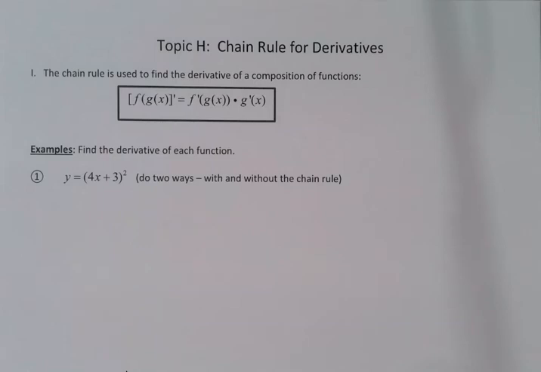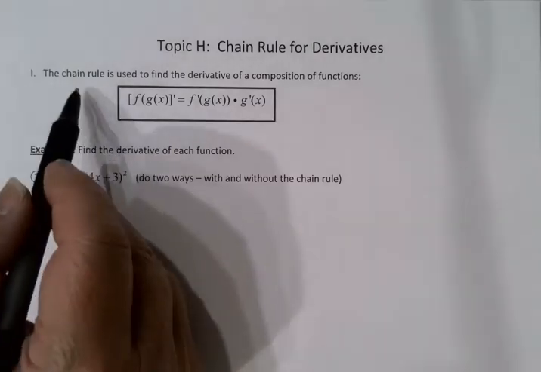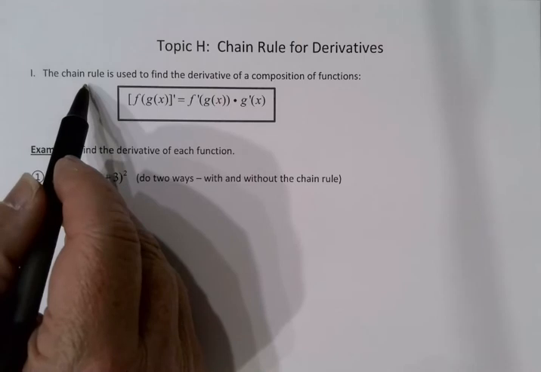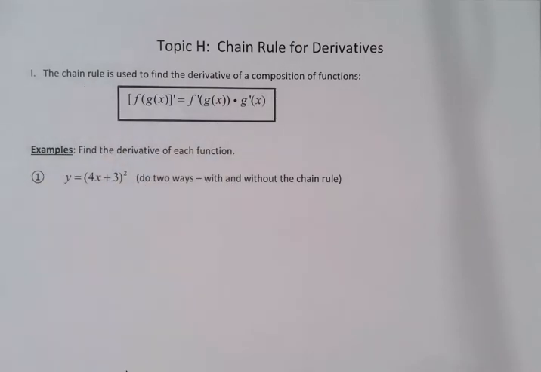This is Unit 2, Topic H. We're going to learn in this section about a chain rule for derivatives. The chain rule is a method that we use to find the derivative of a composition of functions.